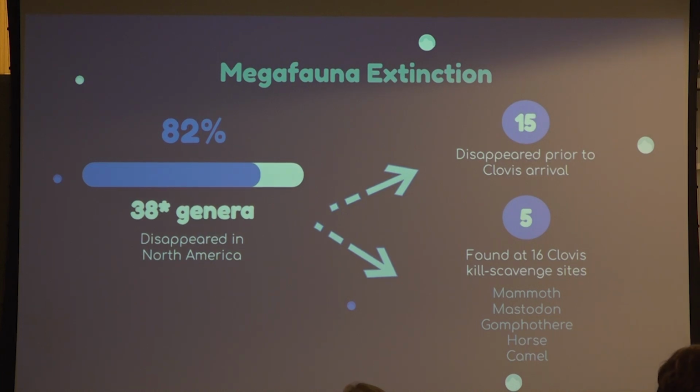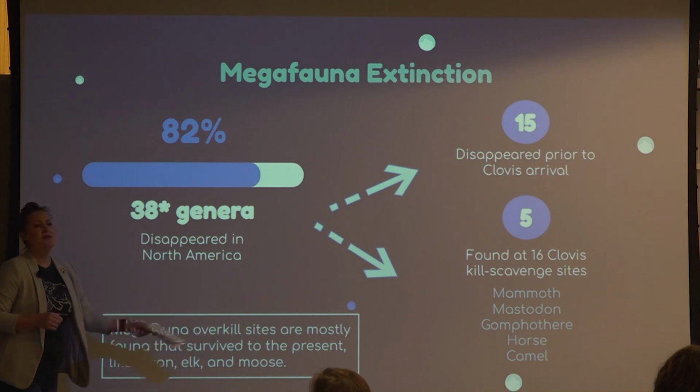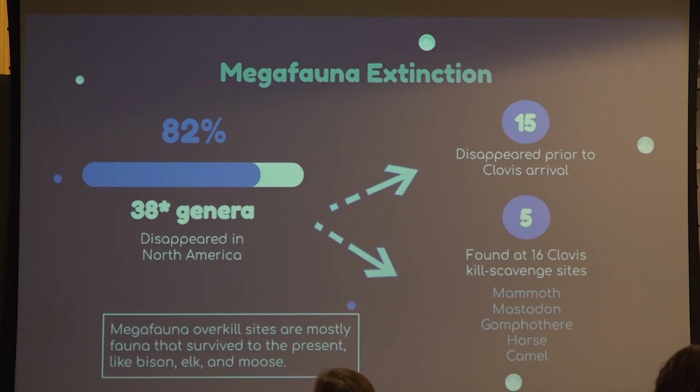Now, what I found fascinating when I was researching this is that most of the overkill sites represent fauna that survived to the present. So like the bison kill out near Lewistown, the buffalo jump. Elk and moose. Those are usually the species that we find at overkill sites. Not mammoths, not mastodons, not horses, not camels. So again, this is pushing back on this, well, humans destroy everything, which is probably true. But in this case, I don't think that humans were the smoking gun.